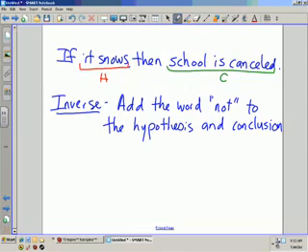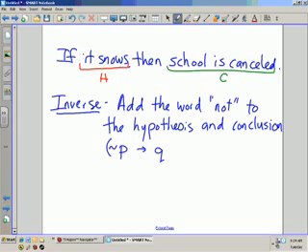This is called negating the phrases. The letters that are involved with this will be P implies Q. Now understand, the direction hasn't changed. I've not moved P and Q, but I have negated them.